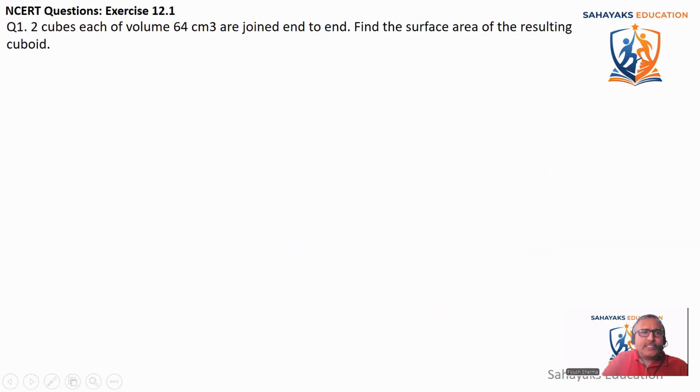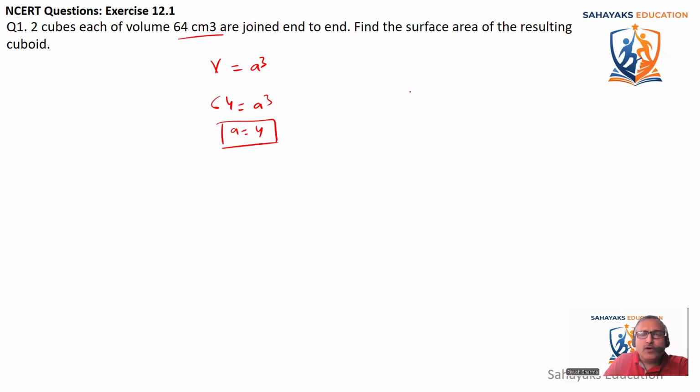Okay, so coming to the first question of NCERT 12.1: 2 cubes each of volume 64 centimeter cube are joined end to end. Find the surface area of the resulting cuboid. It's a straightforward question. First of all, they have given the volume. We know volume of a cube is a into a into a, all sides are the same, so it becomes a cube. Volume is given as 64 equal to a cube, so a comes out to be 4. That means the side of the cube is 4.